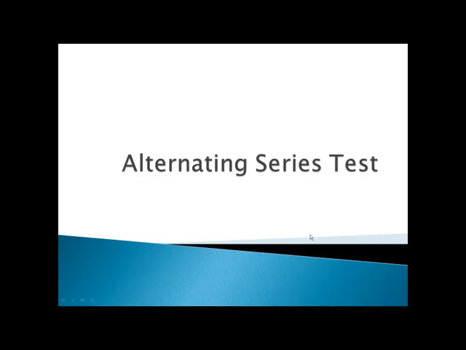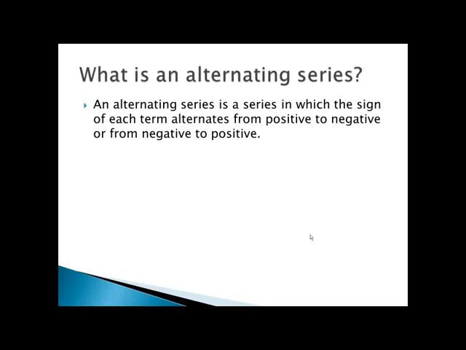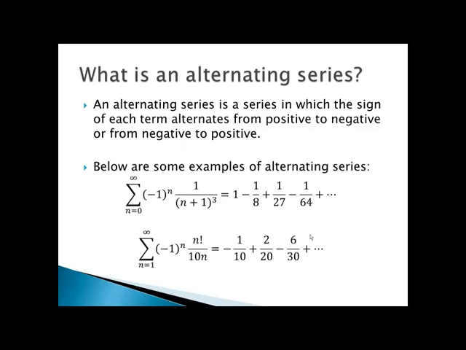The alternating series test. An alternating series is a series in which the sign of each term alternates from positive to negative or from negative to positive. Below are some examples of alternating series.